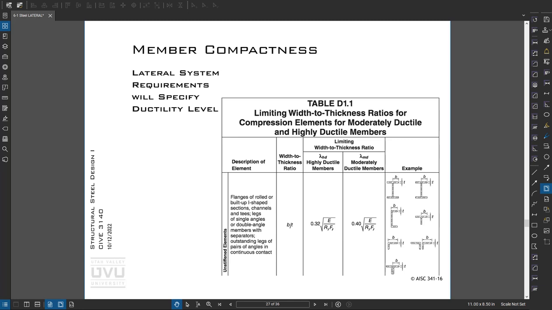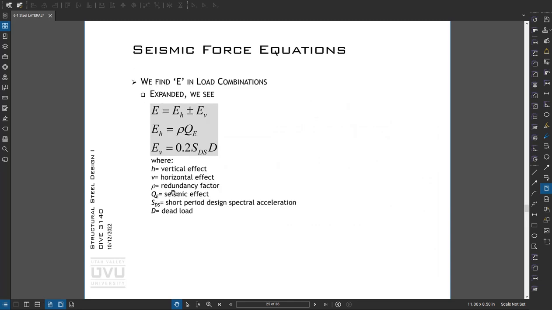All right, something to pay attention to. We've been in the load combinations. We always just write out E, but when you look at E, it actually has two terms, a horizontal and a vertical term. So anyway, there's two terms to E. One is the horizontal, which is the base shear times that redundancy factor. The vertical is 0.2 times SDS times the dead load.